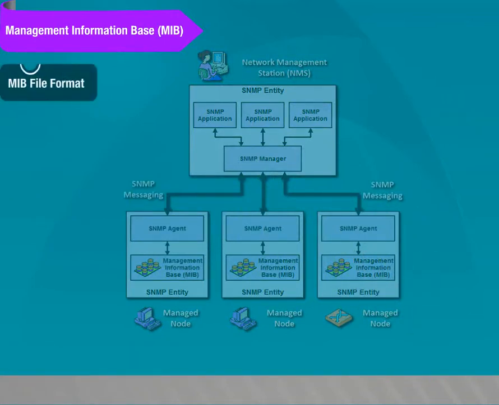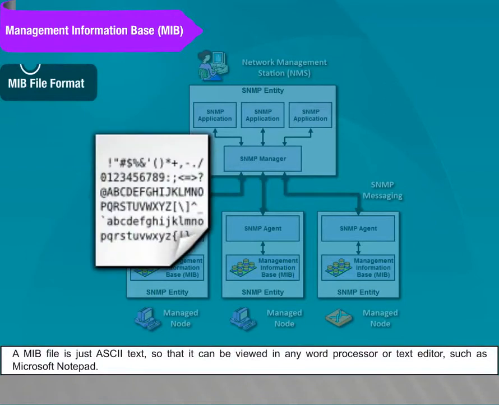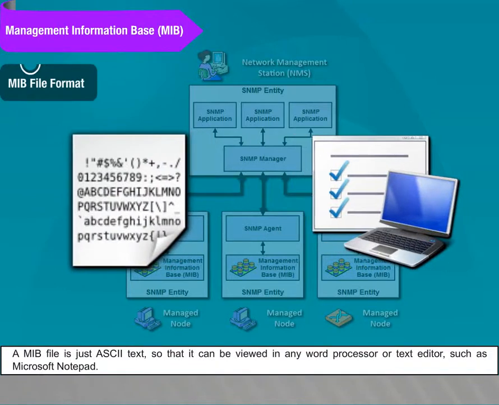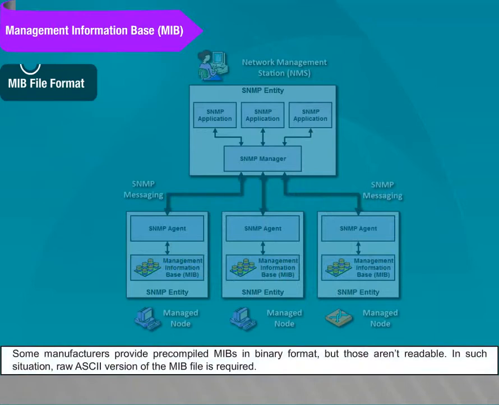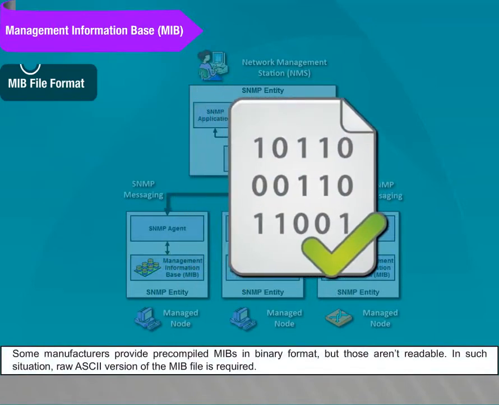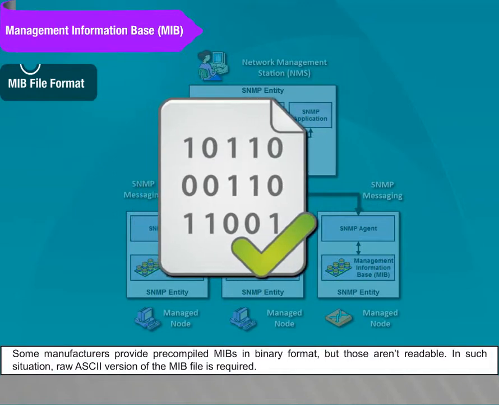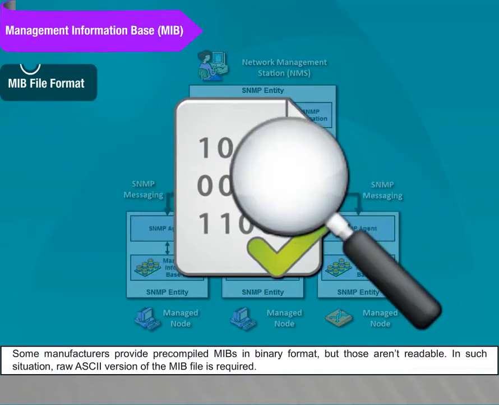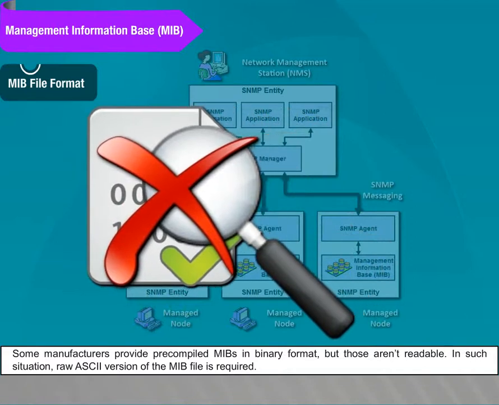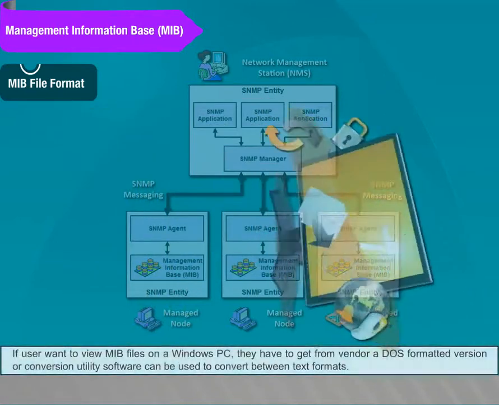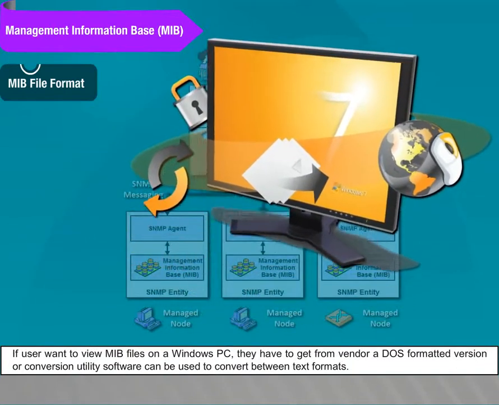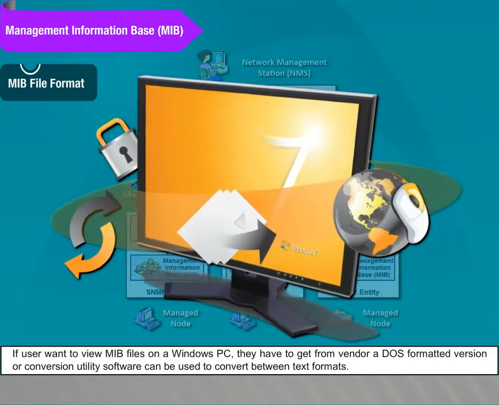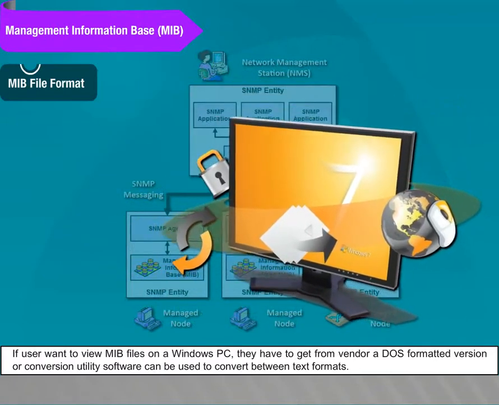MIB file format. A MIB file is just ASCII text so that it can be viewed in any word processor or text editor such as Microsoft Notepad. Some manufacturers provide pre-compiled MIBs in binary format, but those are not readable. In such a situation, the raw ASCII version of the MIB file is required. If users want to view MIB files on a Windows PC, they have to get from the vendor a DOS formatted version, or conversion utility software can be used to convert between text formats.